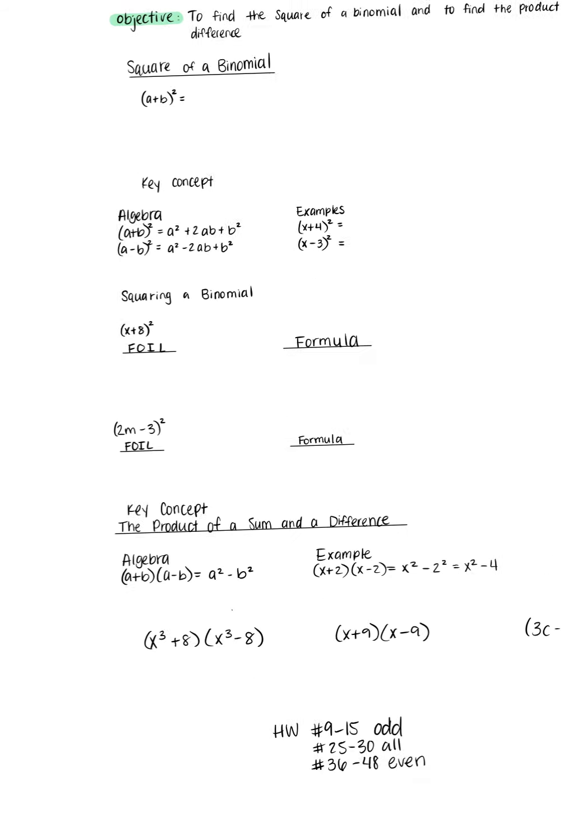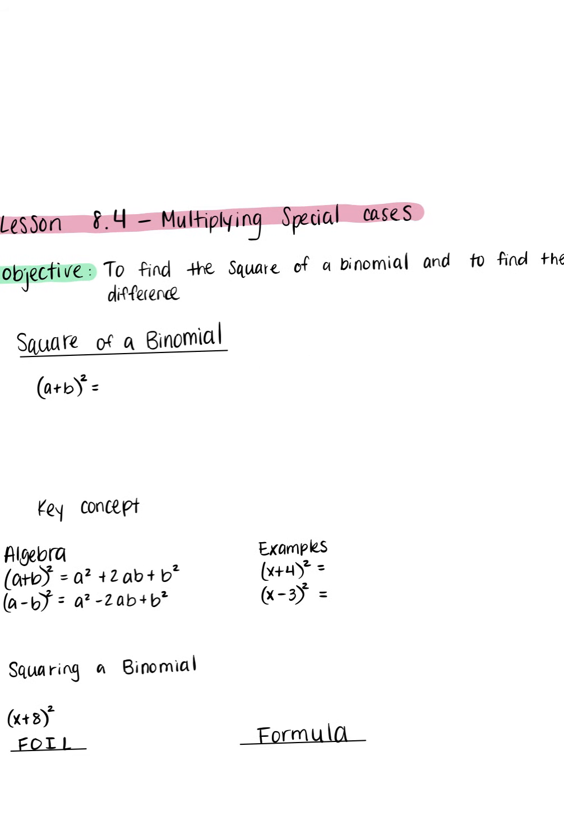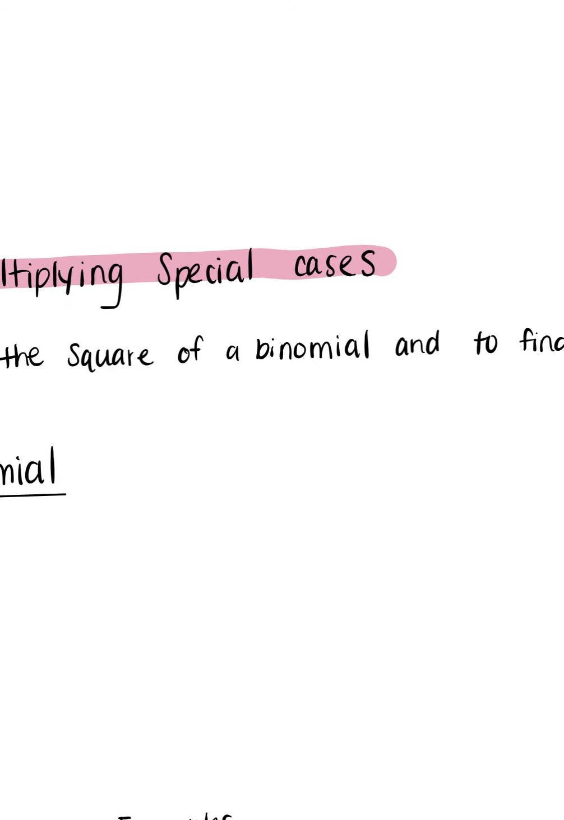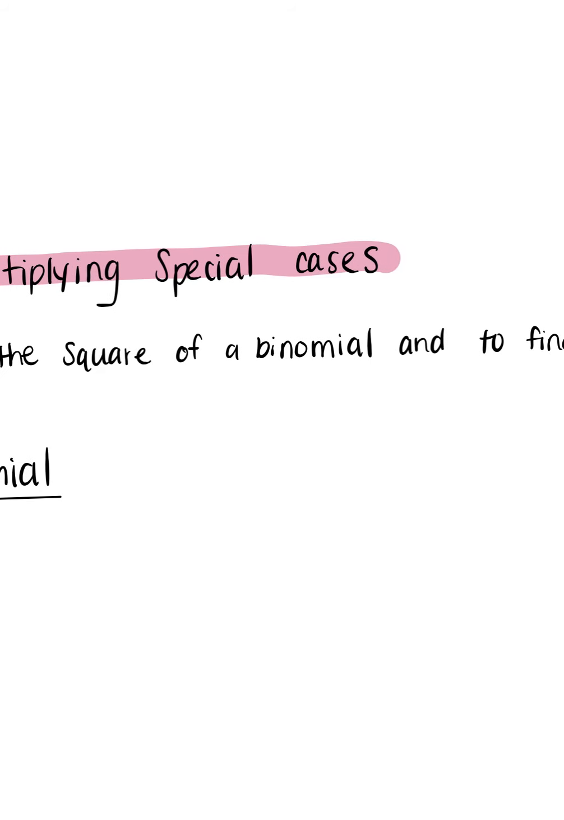Go ahead and jump to the next page of notes. I need you guys to copy down the lesson and the objective. Our lesson is 8.4, multiplying special cases, and our objective is to find the square of a binomial and to find the product of a sum and difference.